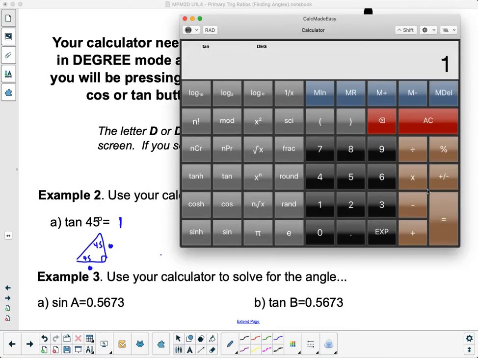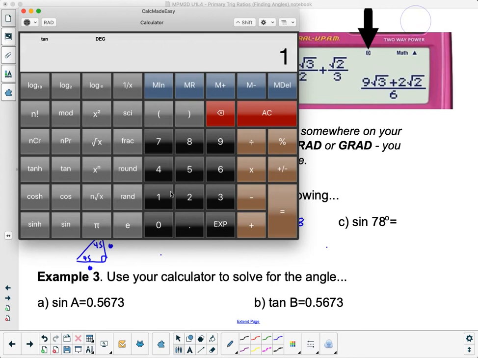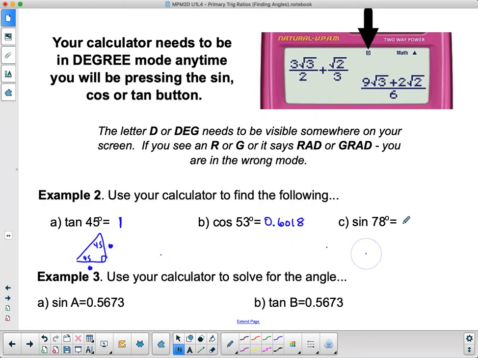Now let's do it for sine. I'm going to use the other calculator for this one. Sine of 78. On this one I have to put the 78 in first and then hit the sine button. And that's 0.9781.